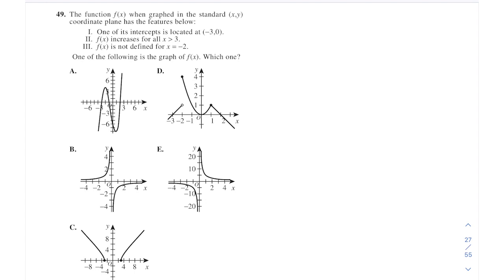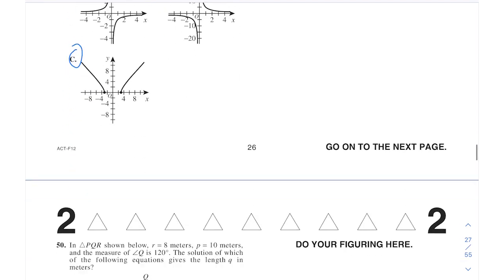Has an intercept at -3, 0. Okay, so we can eliminate B and E. It increases for all x greater than 3. Okay, it looks like it'll be C. Just double check. Not defined for x equals -2. Yep, okay.